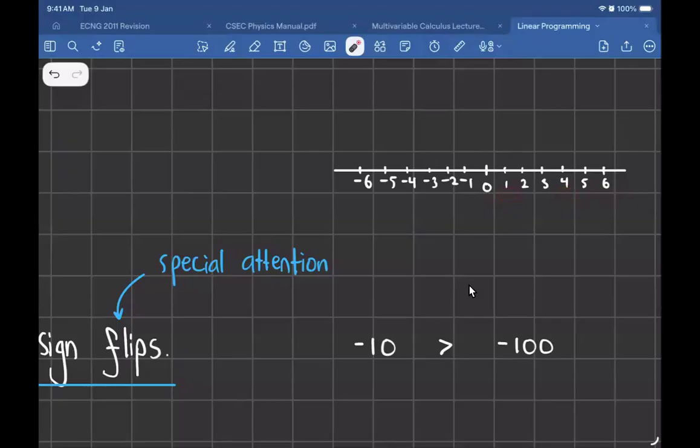Tell me now, what do you think is bigger? Minus 6 or 6? It's not a trick question. 6 is bigger. Right? What do you think is bigger? 0 or negative 1? Negative 1 is less. Okay.